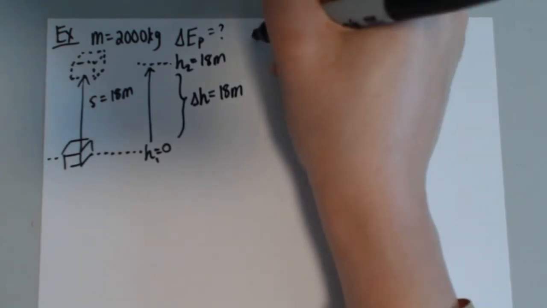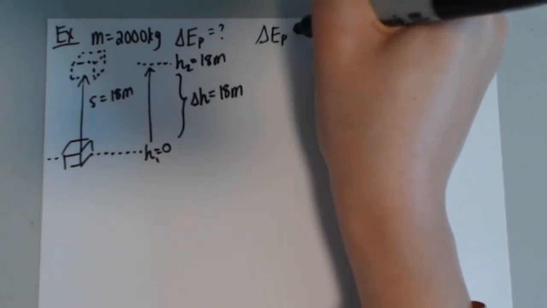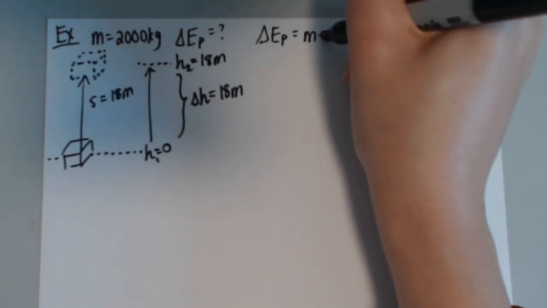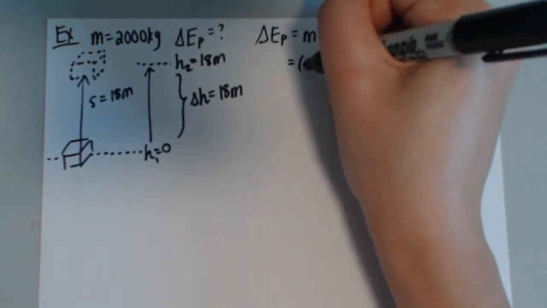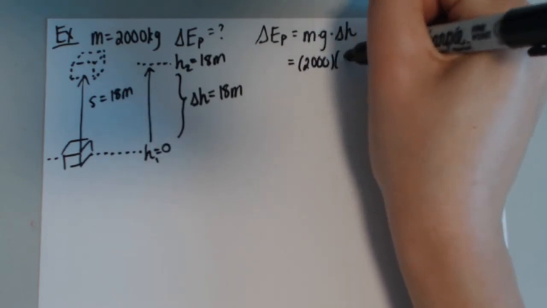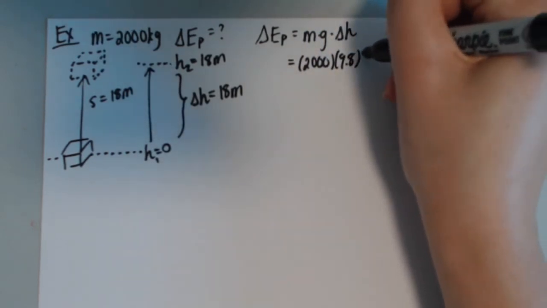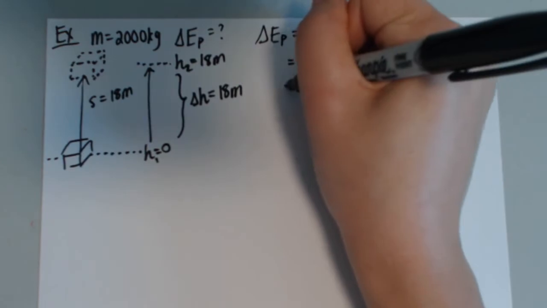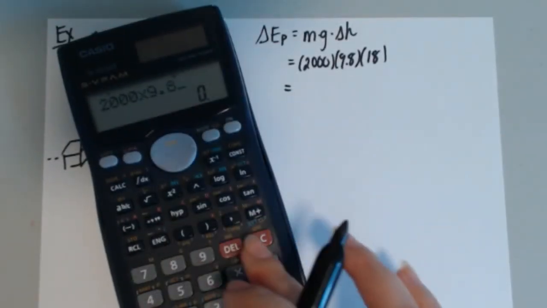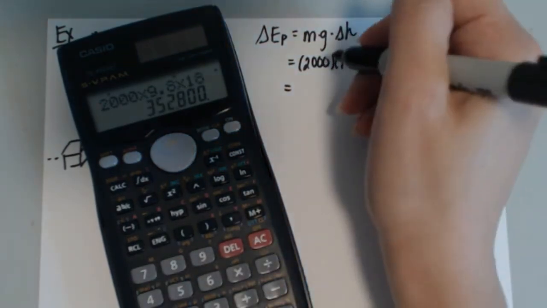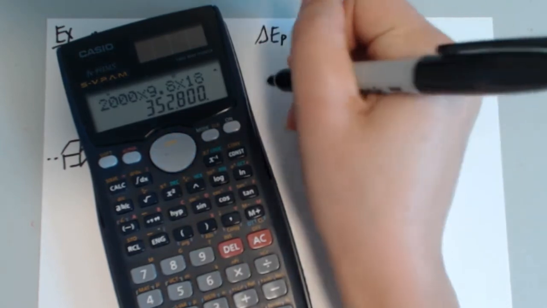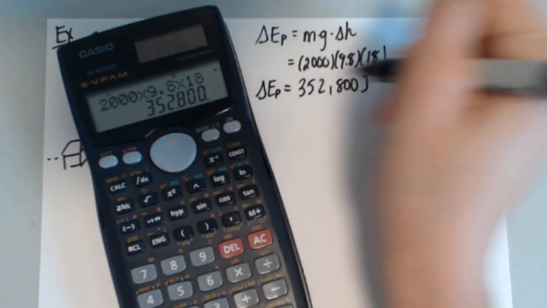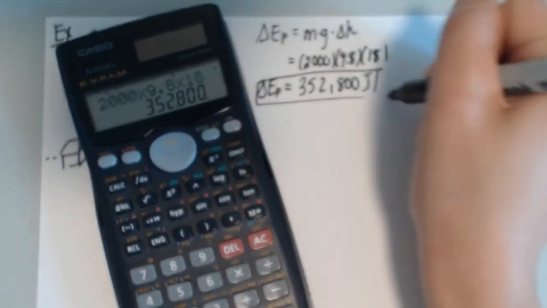H2 minus H1. Now I know that the change in potential energy is equal to mass times the acceleration due to gravity times the change in height. So mass is 2,000 kilograms. I know G is 9.8 newtons per kilogram, and delta H is 18 meters. So plugging all that in, 2,000 times 9.8 times 18. So we get 352,800 joules.